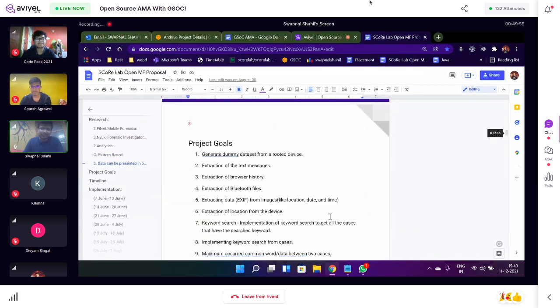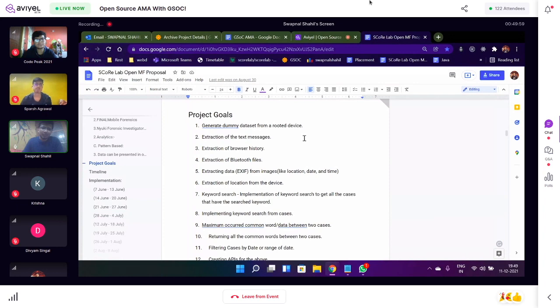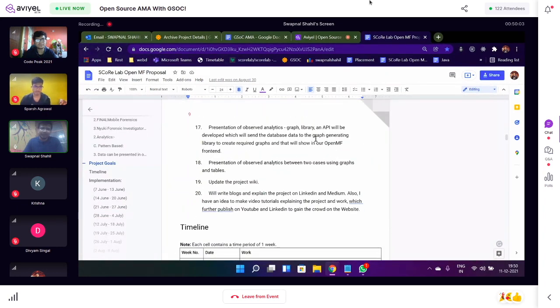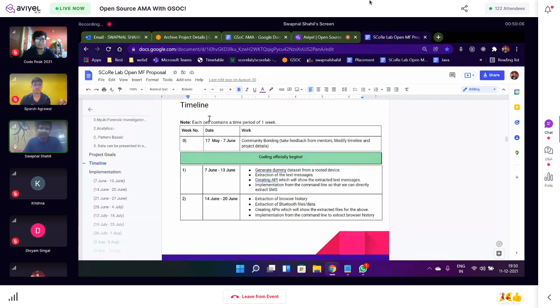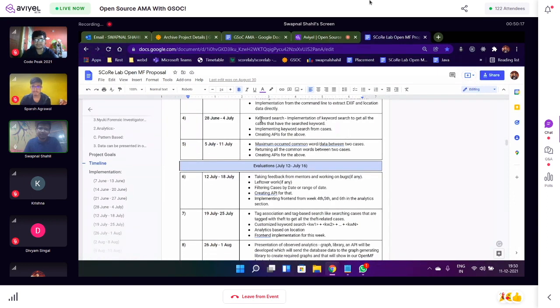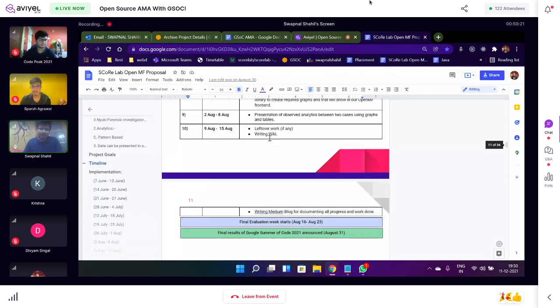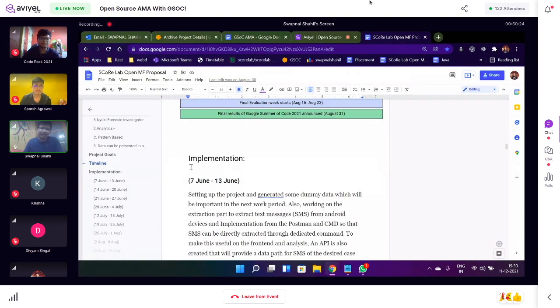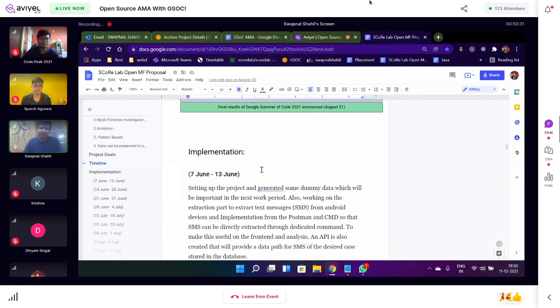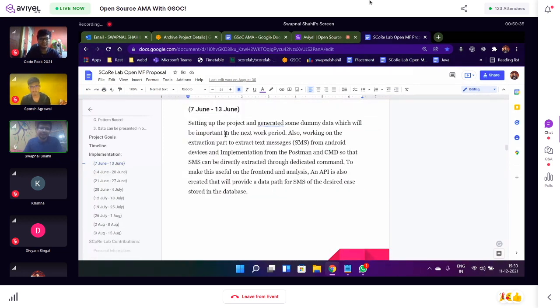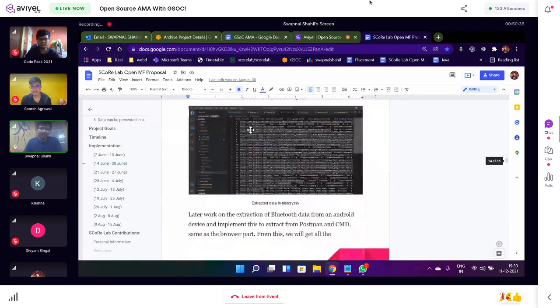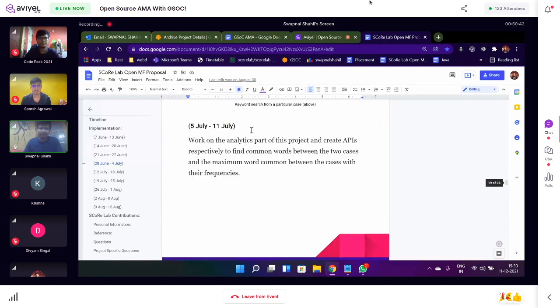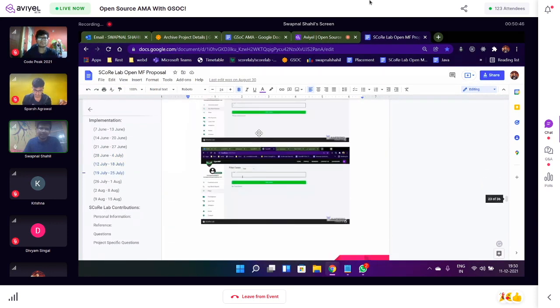So this is the research which I did, and then I wrote about the project goals, which I completed during the whole coding period. And this is the timeline, which is very important. I distributed all my work week-wise. The implementation part I wrote after completion of GSoC, so that anyone reading it will know what I did in my first week or second week. This is not compulsory; it really doesn't matter whether you write the implementation or not.